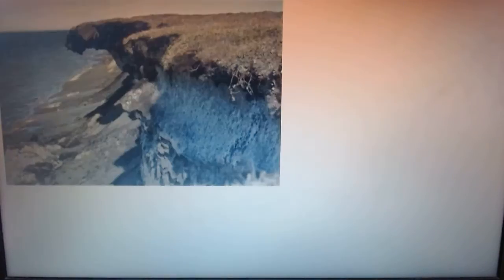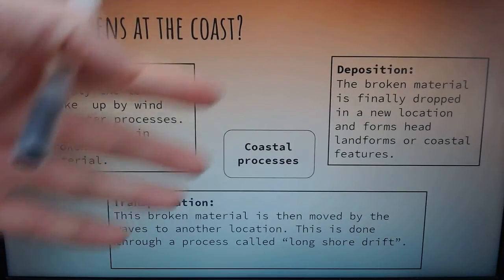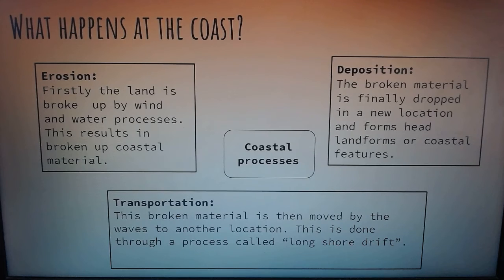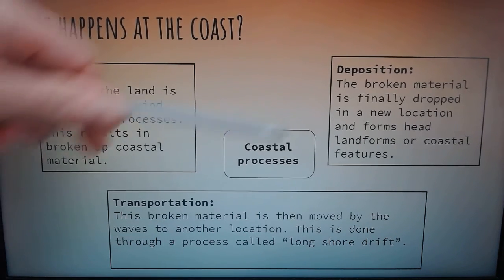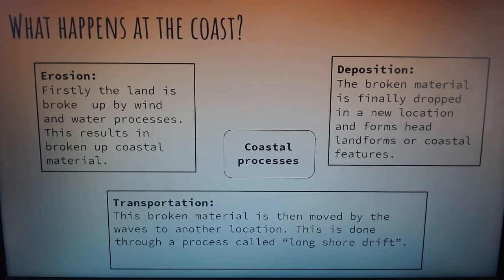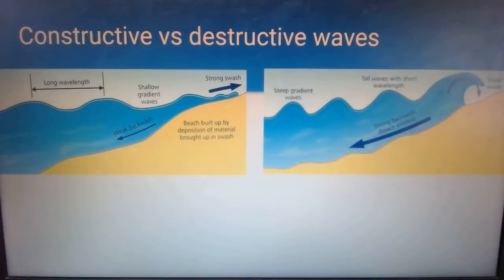So these processes, while sounding simple, actually have massive implications for people as well. And governments spend billions of dollars every year trying to stop this and control this. So we look at that as our last lesson, coastal management. Right, I want to move on very quickly.